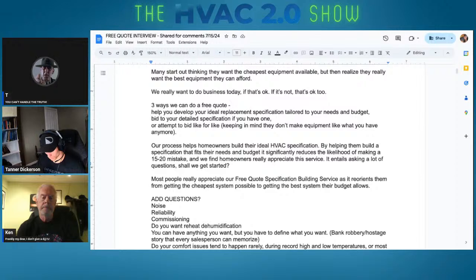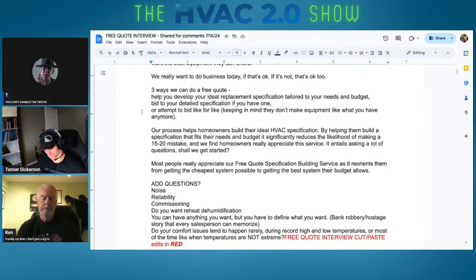And I have a whole bunch of different ways that you can talk to people through this. There are 3 ways we can do this: free quote, help you develop your ideal specification, bid to a specification you already have, or attempt to bid like for like. Although your 20-year-old R12 or R22 system is not going to be the same as the new fragile equipment with very temperamental refrigerants.